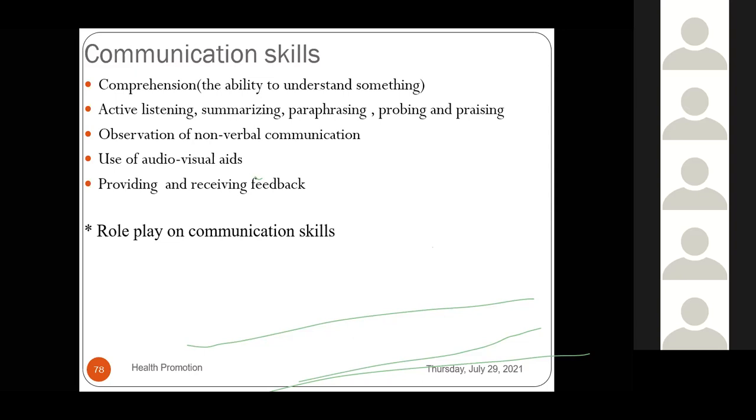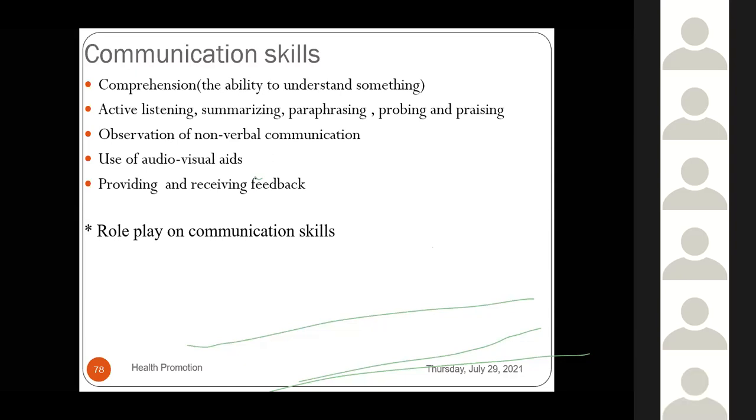So it is important all the time that if you have the opportunity and you have the resources, you use demonstrations, use a gadget that will make it easier for people to see whatever you are talking about. Then you must always be ready to provide feedback and receive feedback.